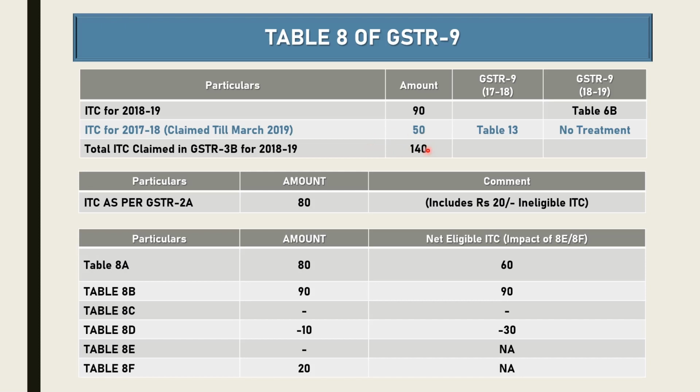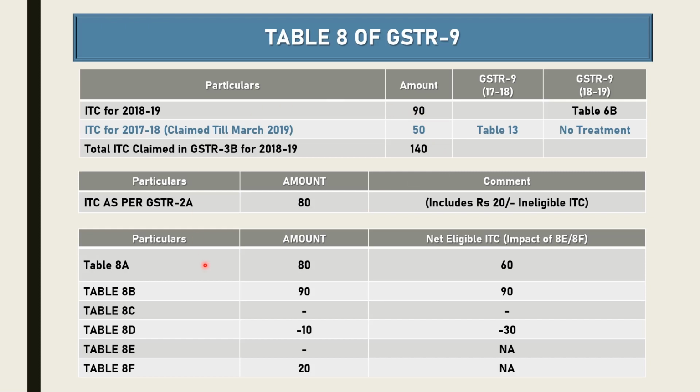Now, as we had developed a rationale that my GSTR 9 of 1819 should contain figures only of 1819, therefore I would be filling 90 rupees in table 6B. This 50 rupees has already been reported in GSTR 9 of 1718 in table 13, and therefore there would be no treatment in GSTR 9 of 1819. So this is how I would be reporting in table 6B. Now how would this impact my table 8?